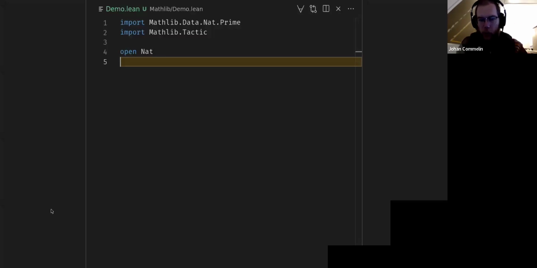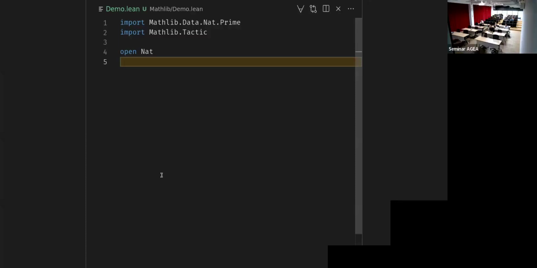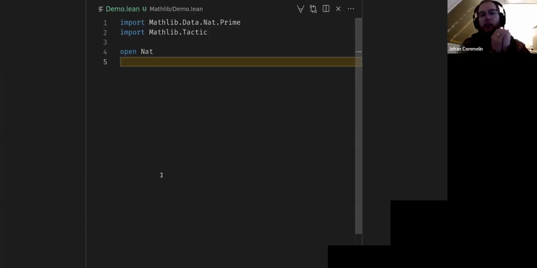So I guess, so now you see a code editor, I guess? Yes. Okay, great. Right, so this is a text editor, similar to the kind of text editor that you might use to write LaTeX. And we're going to write down some mathematics in here.